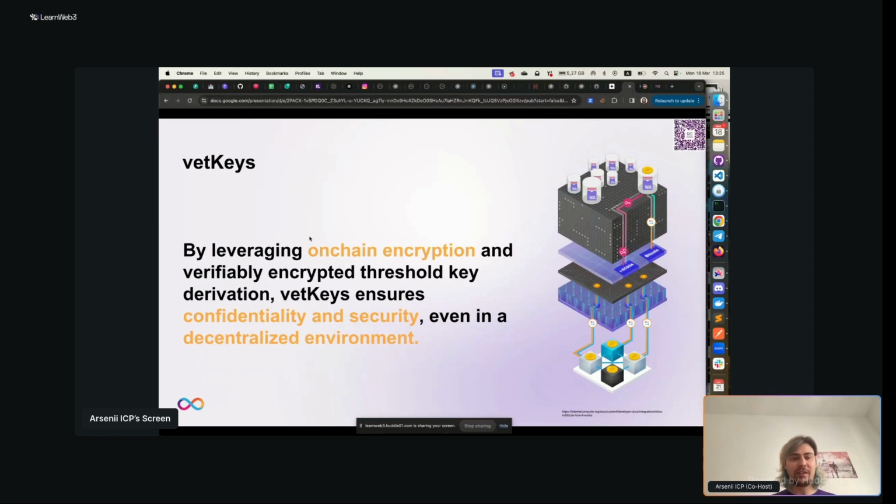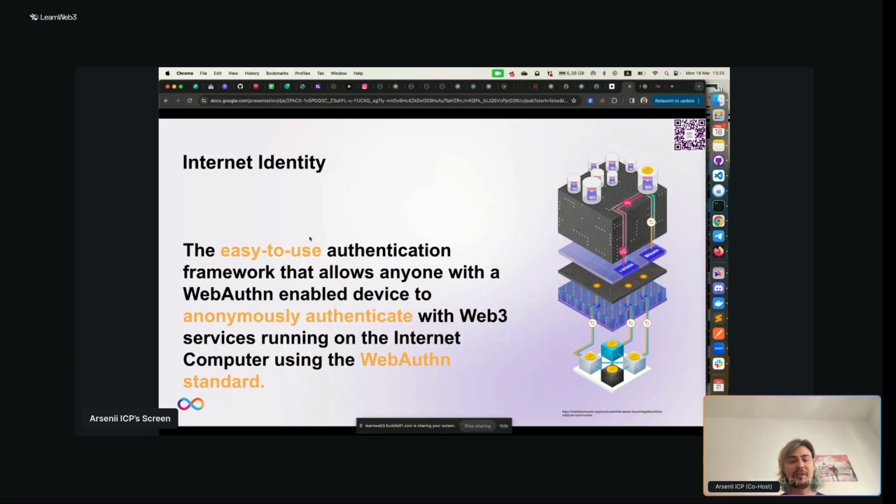Of course, we have on-chain encryption, which allows you to make a confidential and secure execution. And we have included Internet Identity. If somebody already uses Portals or OpenChat or any other application, it's some kind of Web3-like technology, but on steroids.